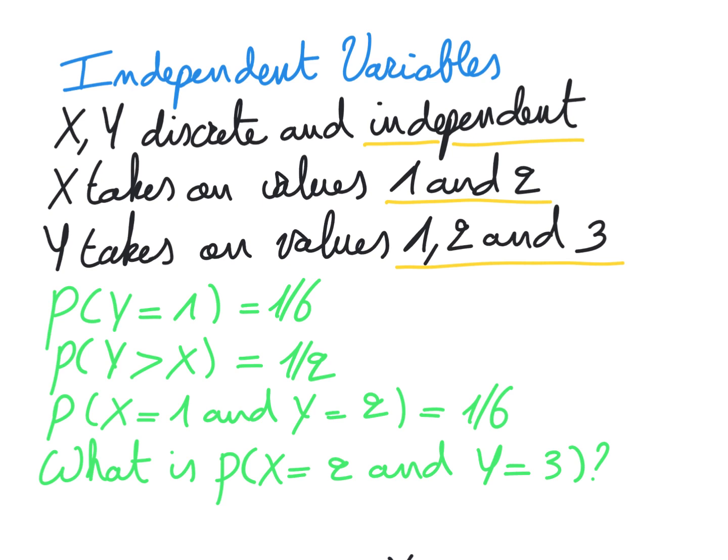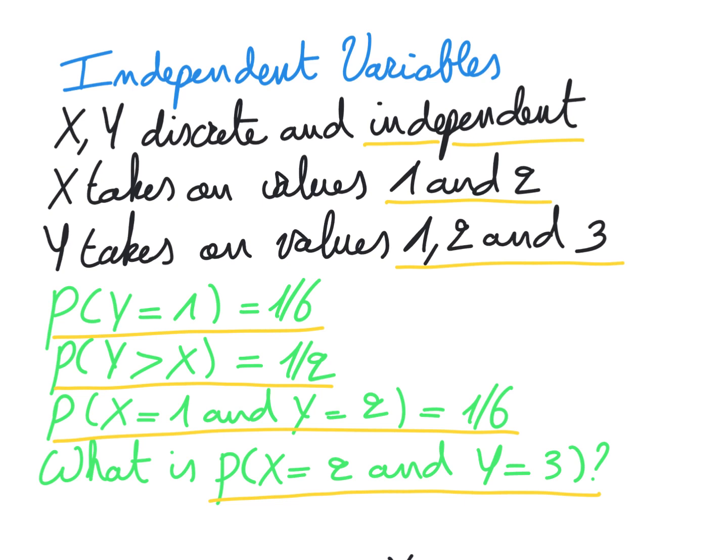What you see here on the screen in green is what we know about those variables, and what we want to obtain is the probability that x is 2 and y equals 3. So what do we know? Well, first of all, we know that the probability that y is equal to 1 is 1 over 6. The probability that y is larger than x is 1 over 2. And the probability that x is 1 and y is 2 is also 1 over 6. So that is what we know, and we want to find out what is the probability that x equals 2 and y equals 3.